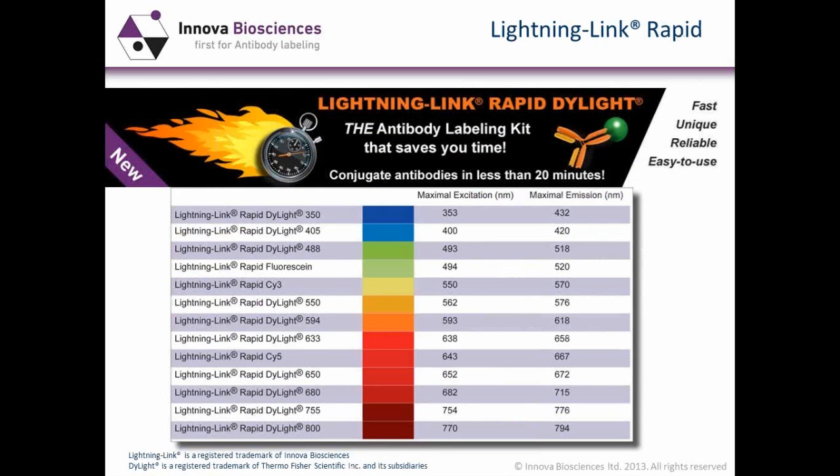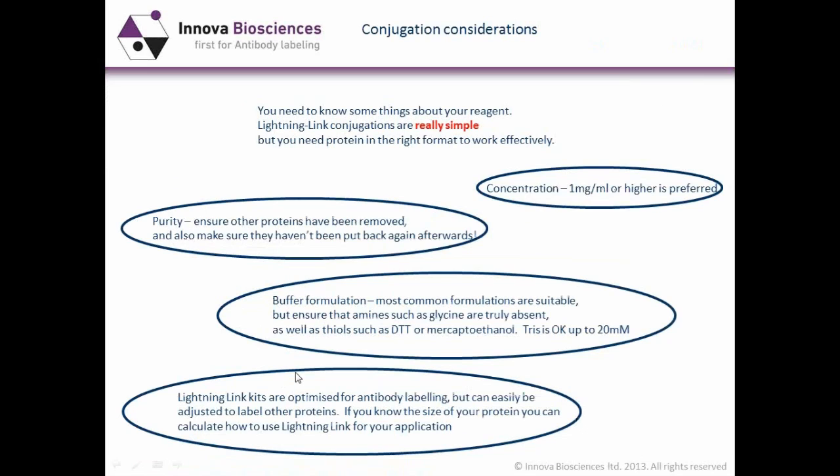Within our rapid kits are also some of the newer organic dyes that can be used for FRET reactions, including the Cy3 and Cy5 pair, and also the commonly used acceptor DyLight 650. If you're looking to use Lightning-Link to prepare reagents for FRET, there are just a few things that you need to know.